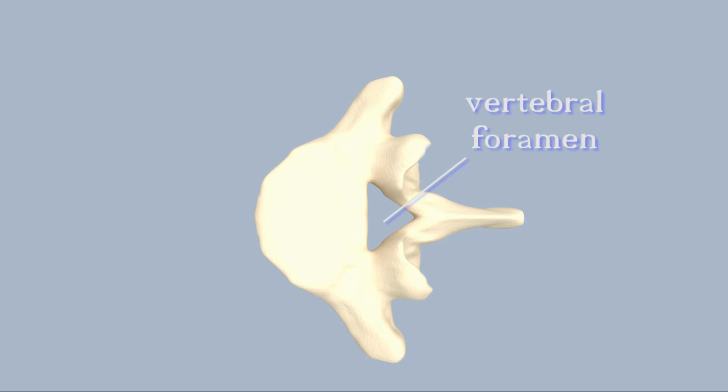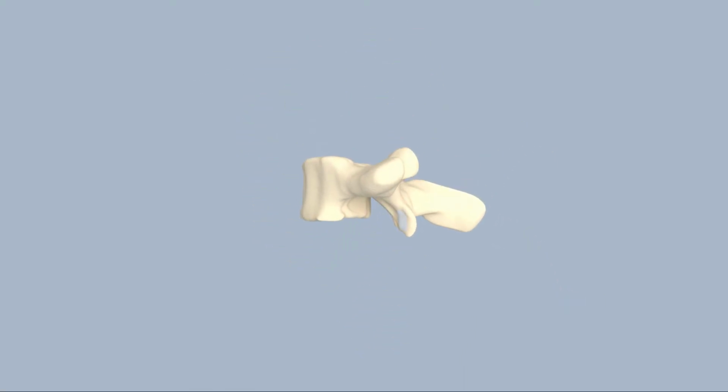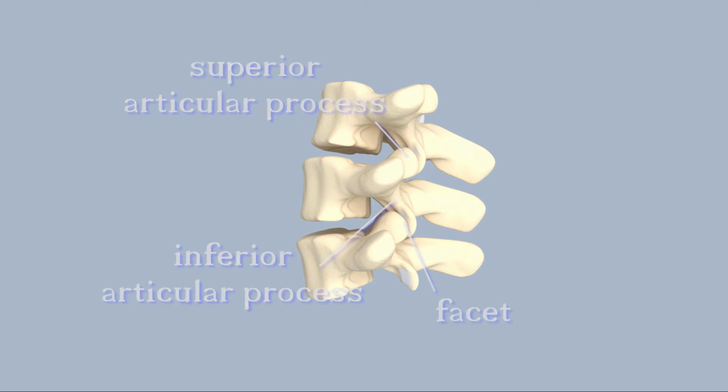The arch consists of the pedicle, which attaches the main body of the vertebra to the transverse processes, and the lamina, which attaches the transverse processes to the spinous process. Jutting out above and below the transverse processes are the articular processes. Each articular process has a facet that articulates with the facets of the vertebrae above and below it.